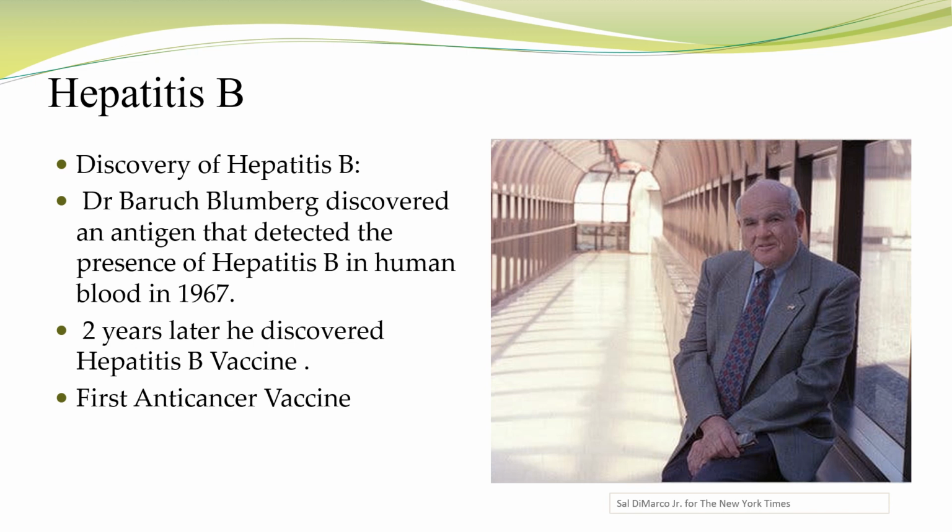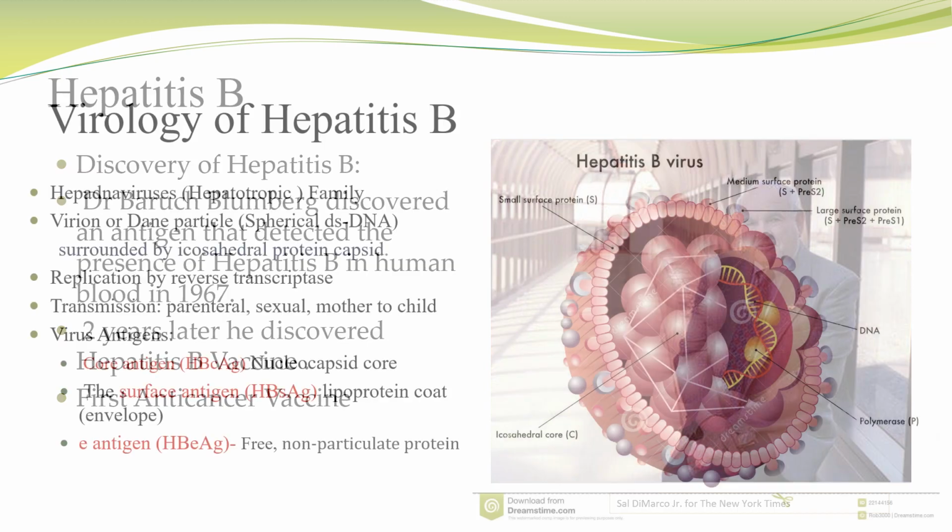We have Dr. Baruch Blumberg, who discovered hepatitis B in 1967. And after 2 years of that, he discovered the hepatitis B vaccine. This vaccine was the first anti-cancer vaccine at that time, actually. We have the HPV vaccine now that is anti-cancer, but at that time, that was the first anti-cancer vaccine.